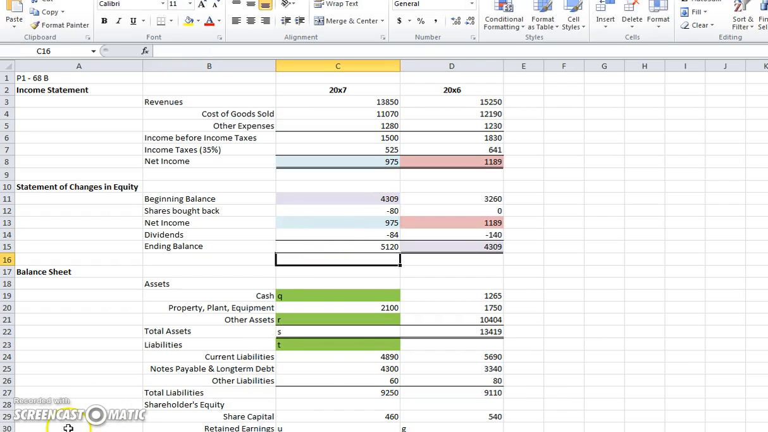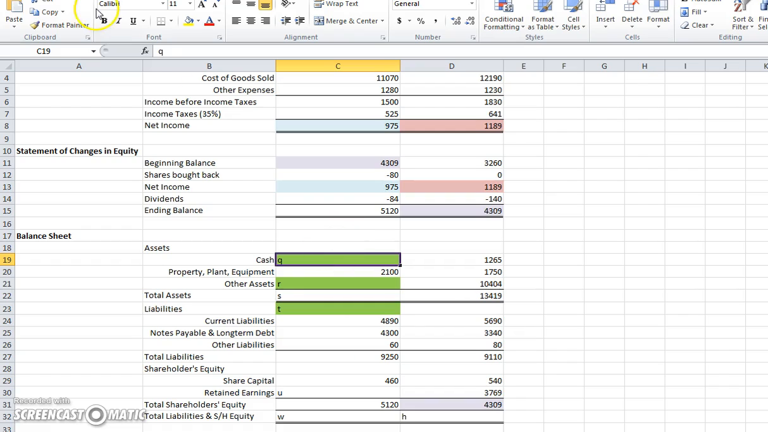And so we have 5,120. Let's now move on to doing the balance sheet. Let's save this, because we want to save as we go along. You don't want to lose this information.